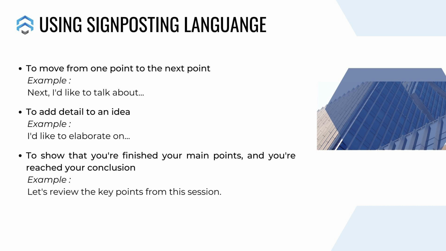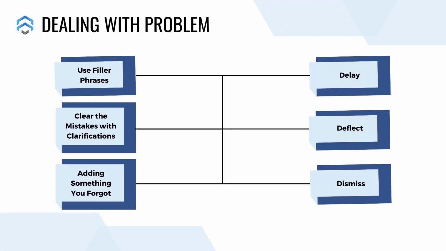So, you can use signposting language to move between points, to show when you're giving a summary or going into more detail, and to signal that you have reached your conclusion. In your presentation, you cannot prepare for everything. You might forget an important word or realize that you said something wrong. Maybe someone asks you and you have no idea how to answer, so you need to deal with the problem.